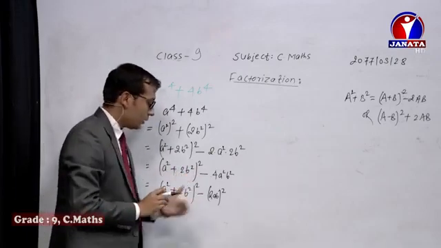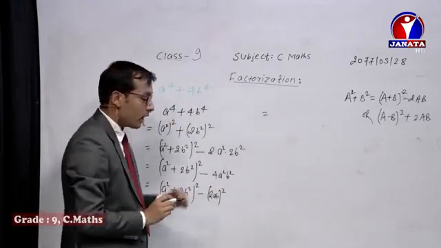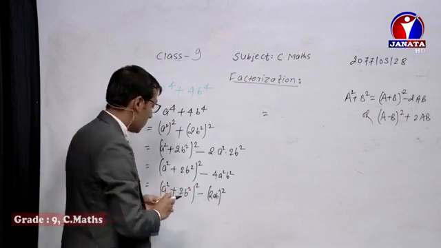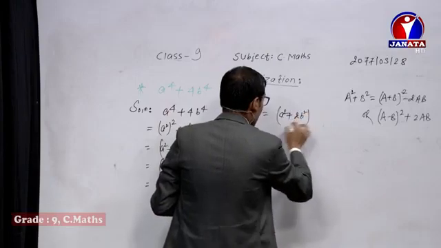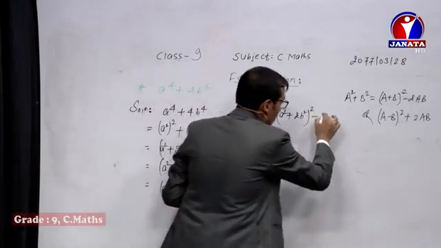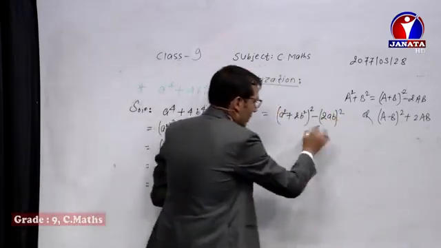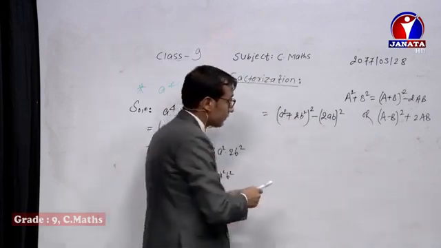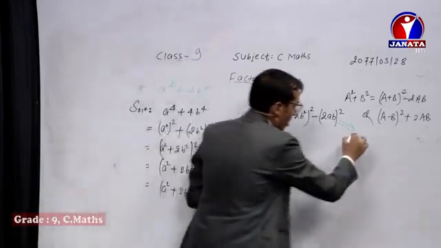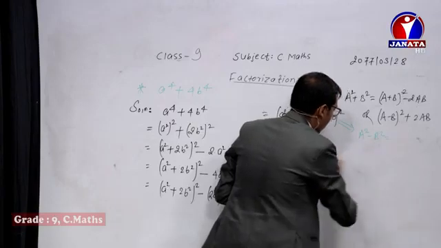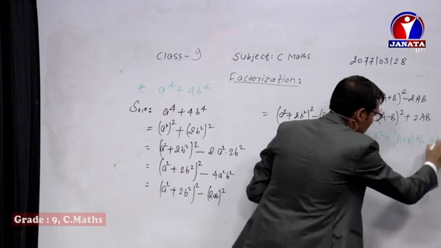Now let me move ahead and do the next step. Again, it is in a square minus b square form. Let me rewrite the same step. (A square plus 2b square) whole square minus (twice ab) whole square. This is in a square minus b square form. And what are the factors? (A plus b) times (a minus b).